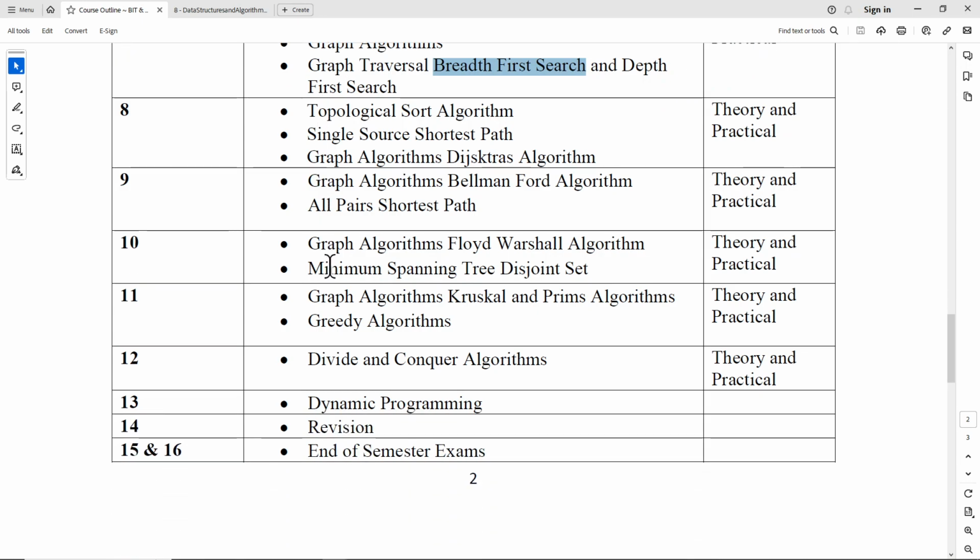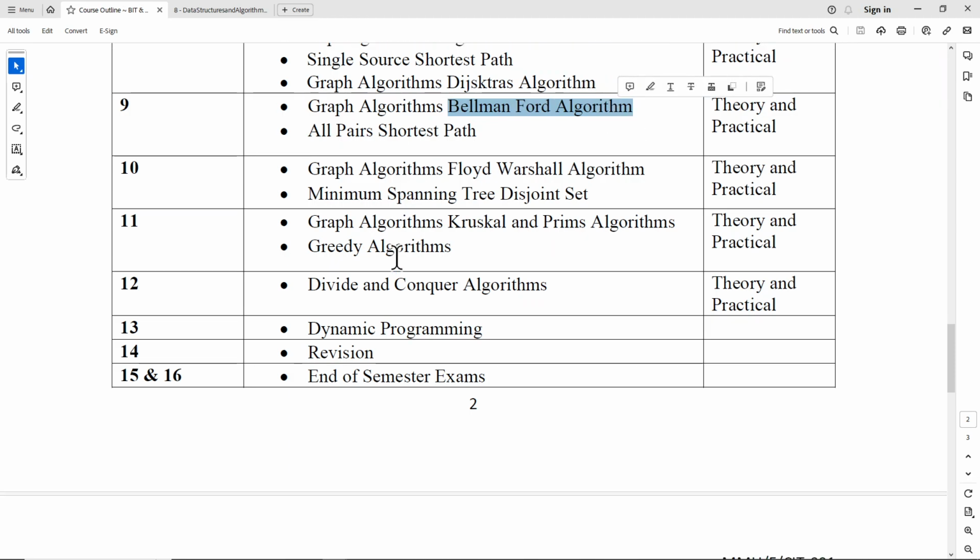We're also going to look into what we call Dijkstra's algorithm and also the Bellman-Ford algorithm that are used alongside the graphs, and also the Kruskal and the Prim's algorithms, and divide and conquer algorithms. And then finally, we look at dynamic programming.